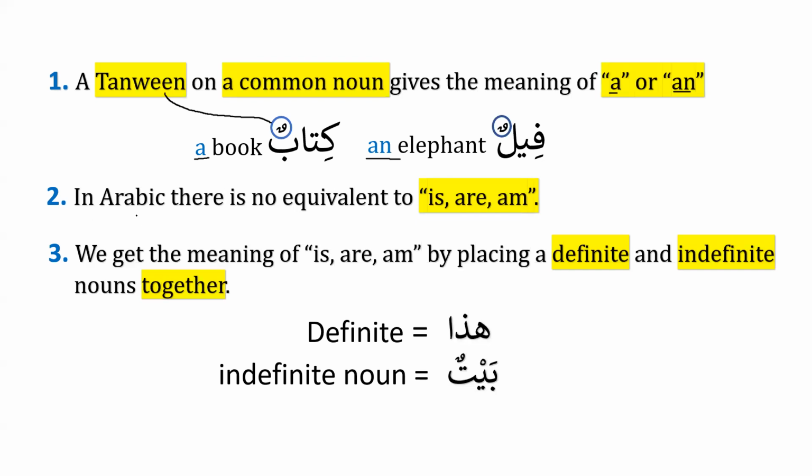Similarly, in Arabic, there is no equivalent to is or am, and that is very, very important. So these are the small observations that we need to understand. And once you get through these observations, inshallah, you will see that your understanding of the Arabic language will be comprehended a lot. So how do we get the meaning of is or am? We get the meaning of is or am, which we call the be verb or helping verb, by placing definite and indefinite nouns together.